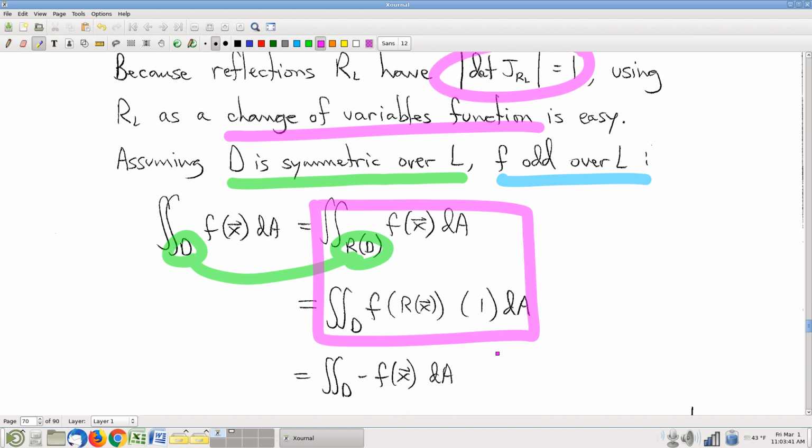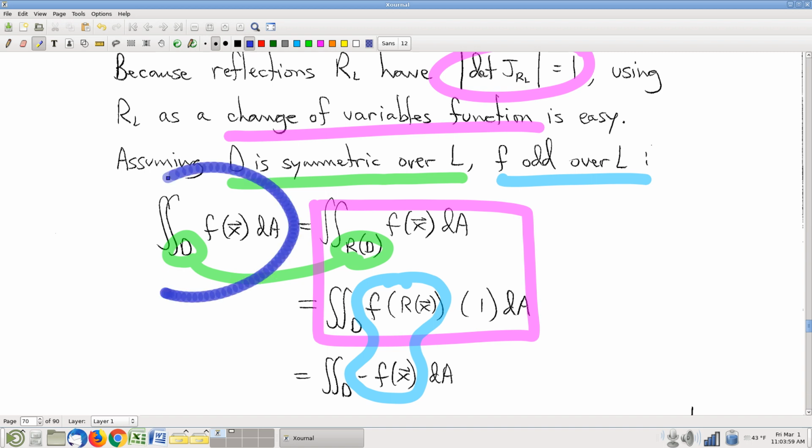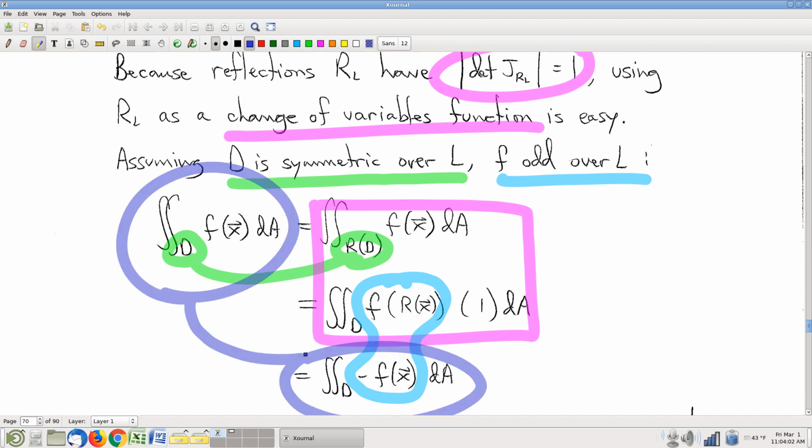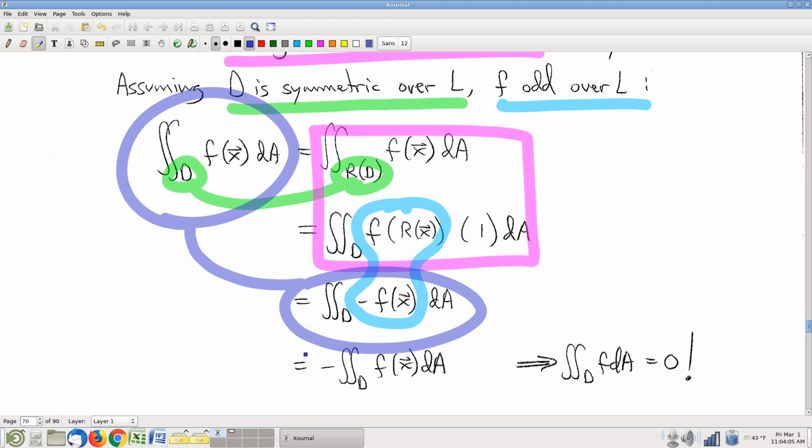And now let's invoke the fact that the function has odd symmetry. It has odd symmetry. Whoops, circled the wrong thing. There we go. It has odd symmetry, and therefore f at the reflected point is the negative of f at the original point. So you get that minus sign there. Altogether, you have that this integral is the negative of itself, and things that are the negatives of themselves are 0. So there's the argument. So I think that's lovely. It's a nice way to use change of variables, an alternative to the Riemann sum argument we gave before. Okay, enough of that.